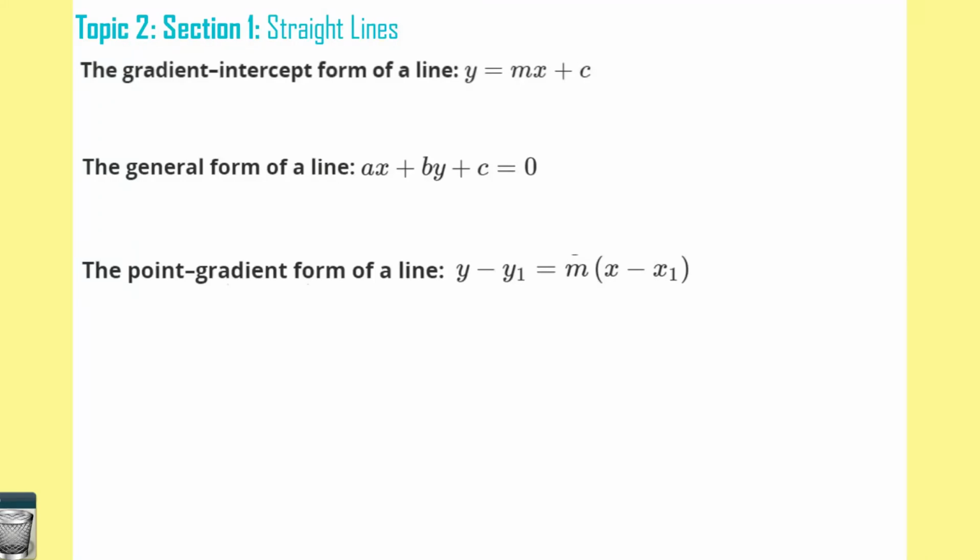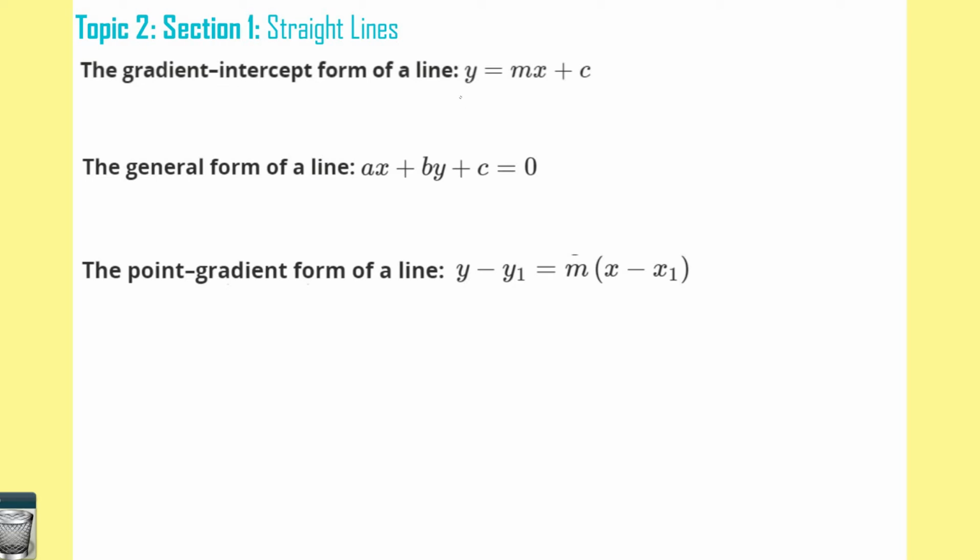Hello. Today we're going to talk about topic 2, section 1, straight lines. So, hopefully you remember these equations. You've done them since algebra 1, okay? These equations will all be on your formula sheet. However, they're not going to be labeled, okay? They're all under one section just labeled equations of a line. So, you need to know the difference.